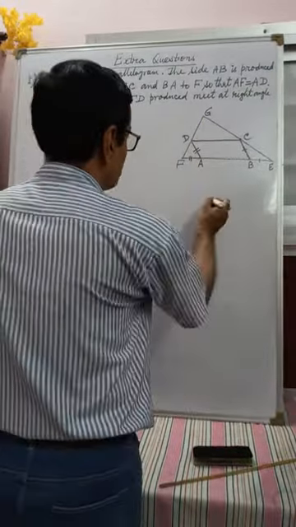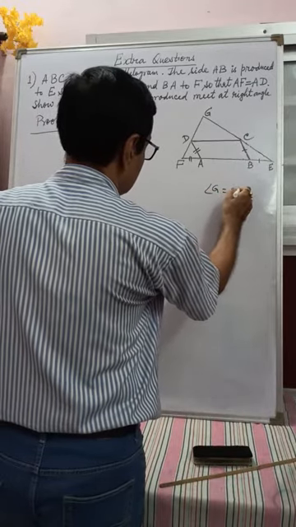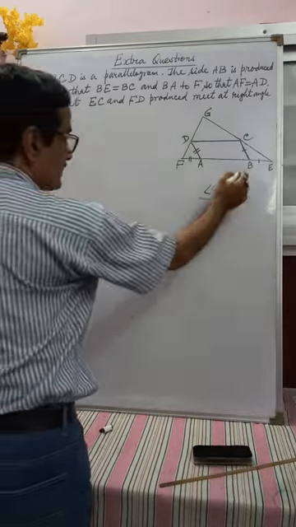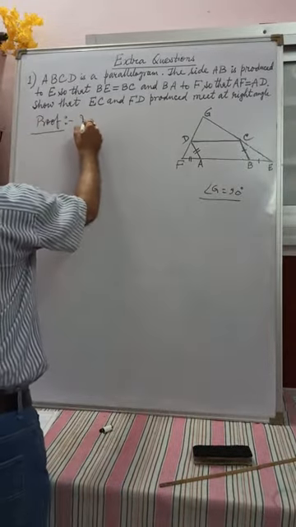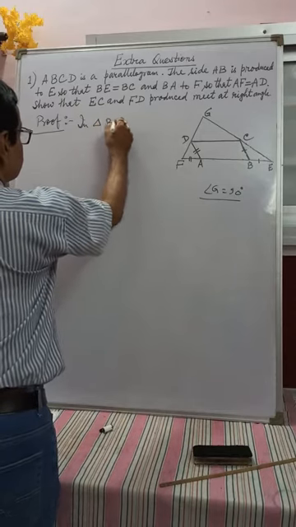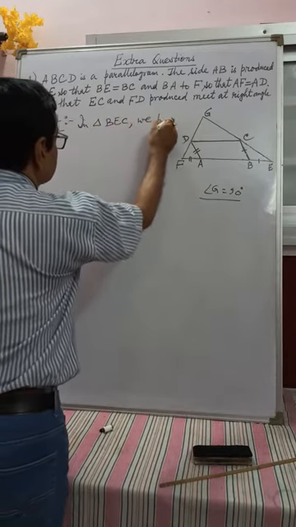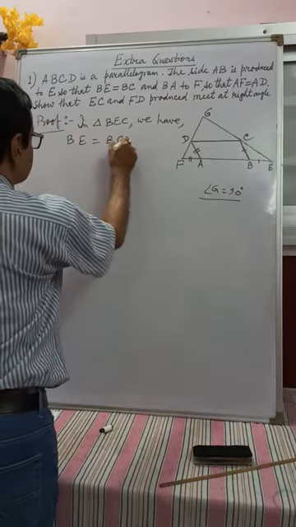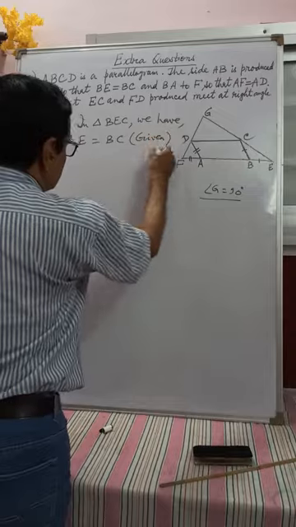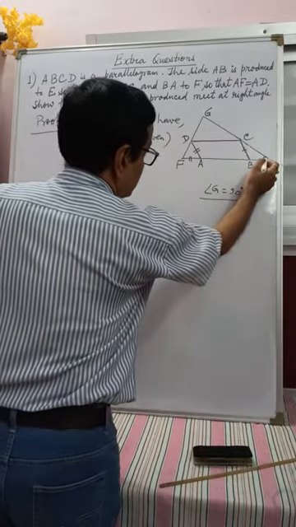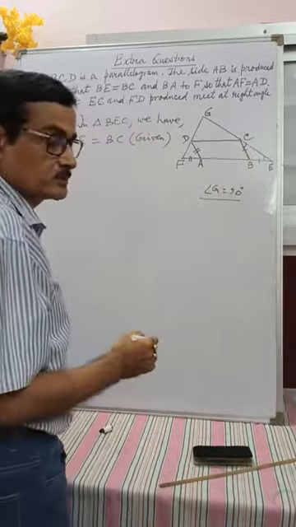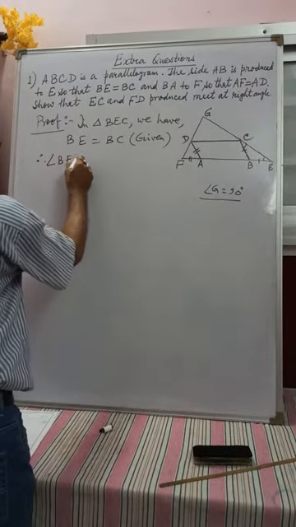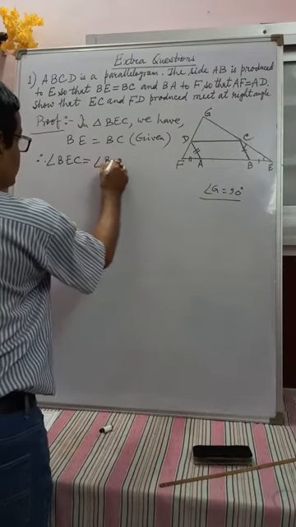That means we have to prove angle G is equal to 90 degrees. Let us prove it. We will start from this triangle BEC. In triangle BEC, it is given BE is equal to BC. When these two sides are equal, their opposite angles must be equal. So we can say angle BEC is equal to angle BCE.